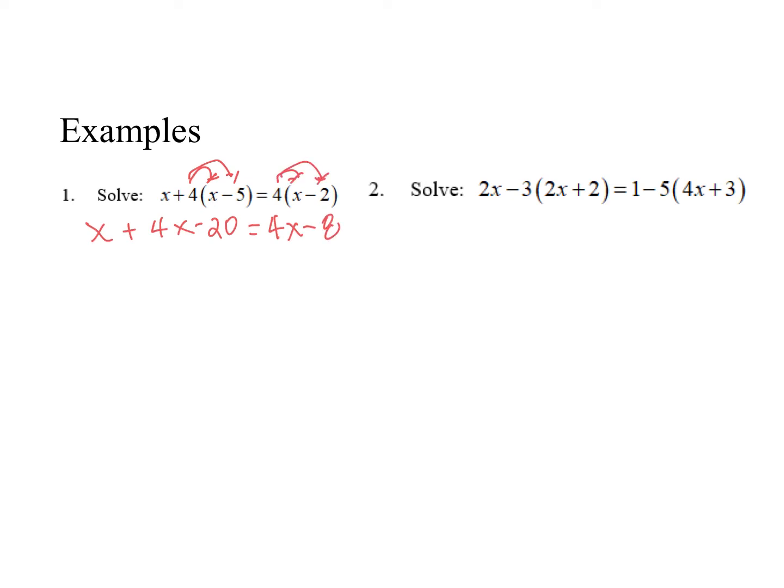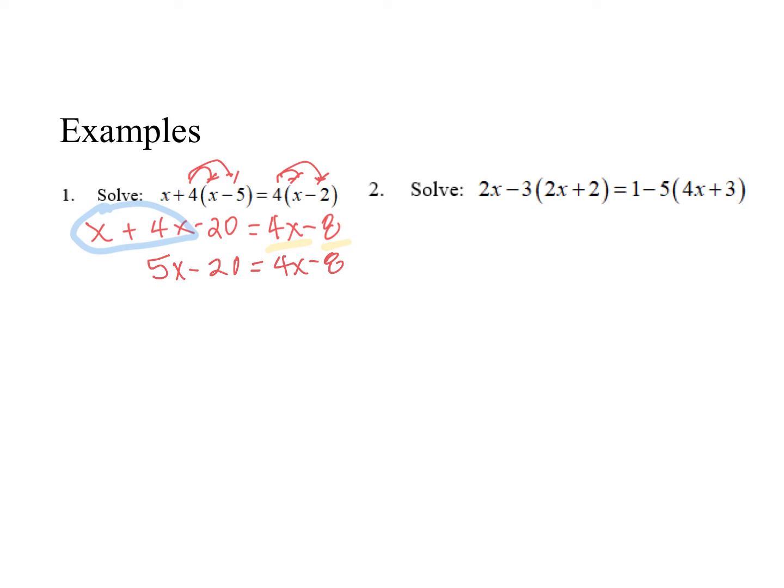Now, you'll notice on the right, I now have my variable term and my constant term taken care of, but I still have some simplifying to do on the left. So I'm going to combine like terms, and I'm going to say that x plus 4x is 5x minus 20 equals 4x minus 8. And now I have a constant and a coefficient on each side.